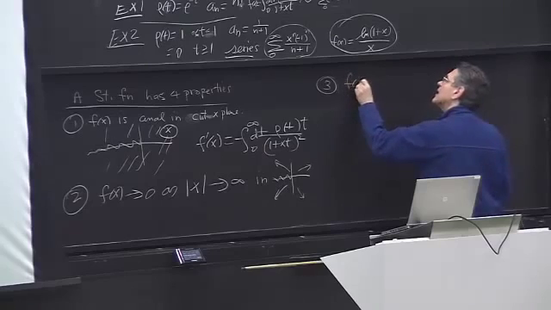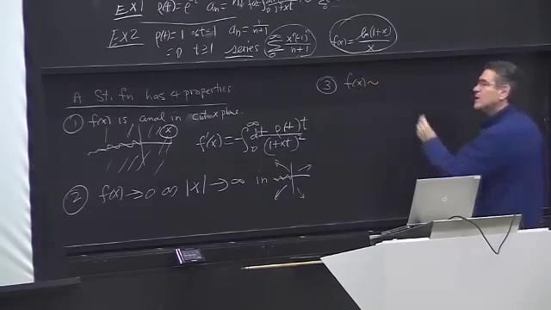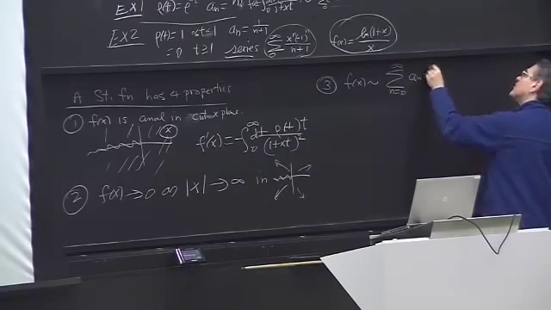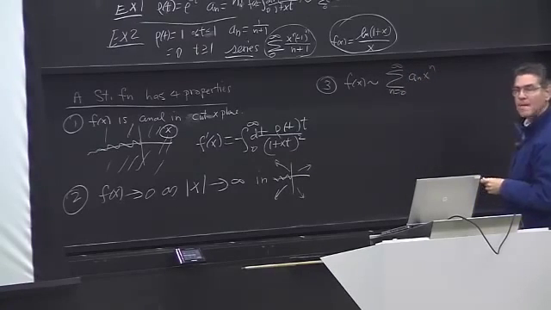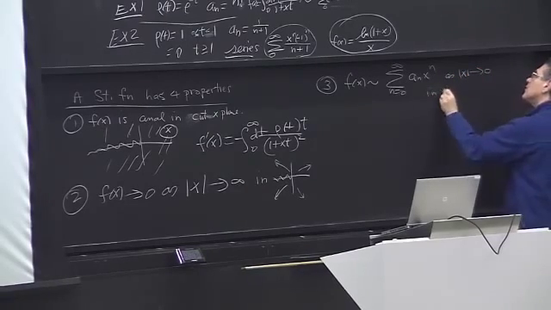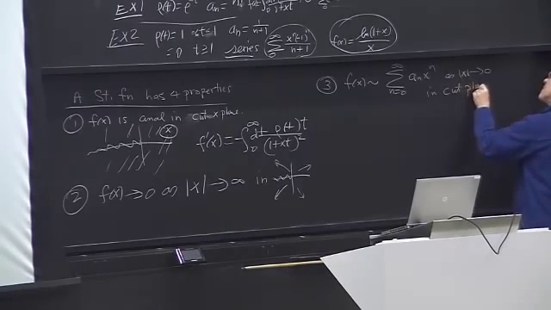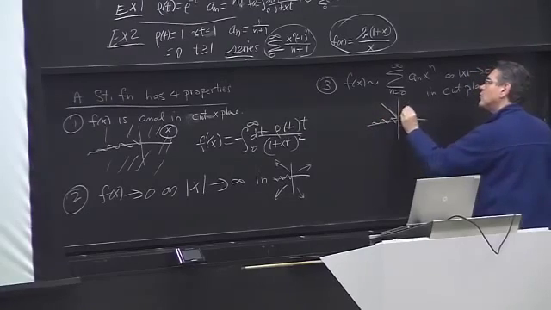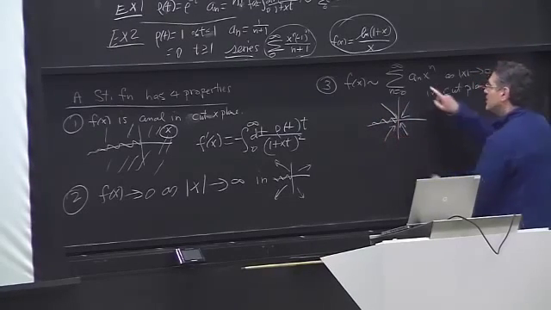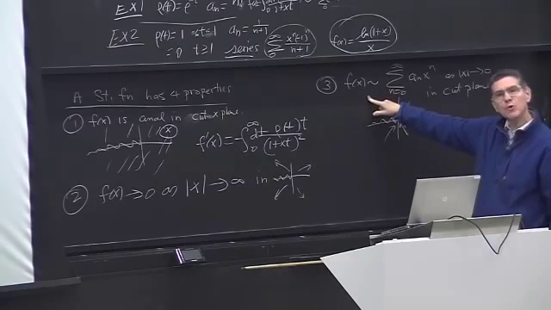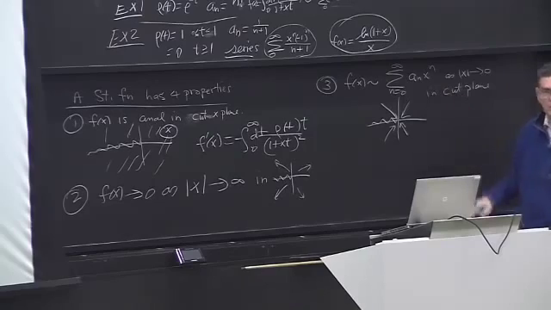Third fact, f of x is asymptotic to the series a sub n x to the n, as x goes to 0 in the cut plane. That means, here's the cut. No matter how you approach 0, this series is asymptotic to the function f. That takes a tiny bit more work to show, but that's easy.